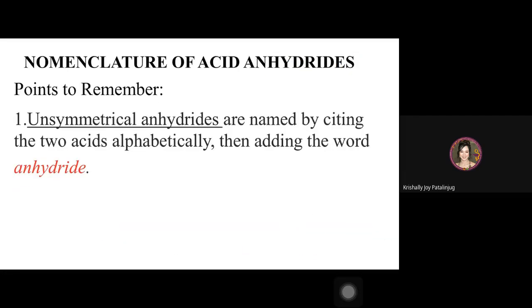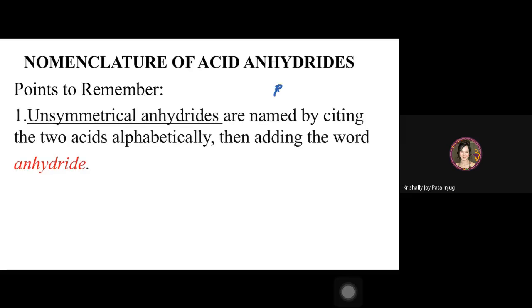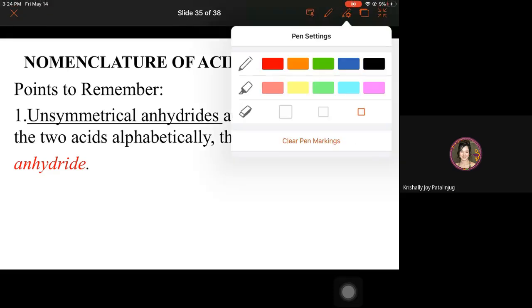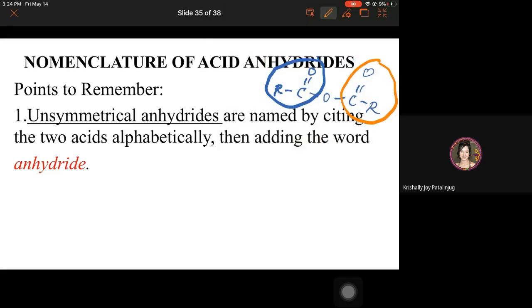Another points to remember. This time, for unsymmetrical anhydrides. Unsa man ang unsymmetrical anhydrides? Diba? R, C double bond O, then C double bond O, R. Ibig sabihin, magkaiba yung both sides, kasi different carboxylic acids ang gimix. Let's say for example, gimix ang propanoic acid ug ang ethanoic acid. That will form unsymmetrical anhydride. Tama? So in naming, you simply cite the two acids alphabetically. So i-identify nimo ang pareho. Example kani ang first ethanoic, ang second propanoic. Then add the word anhydride. Ana lang. Cite the two acids alphabetically, then add the word anhydride.